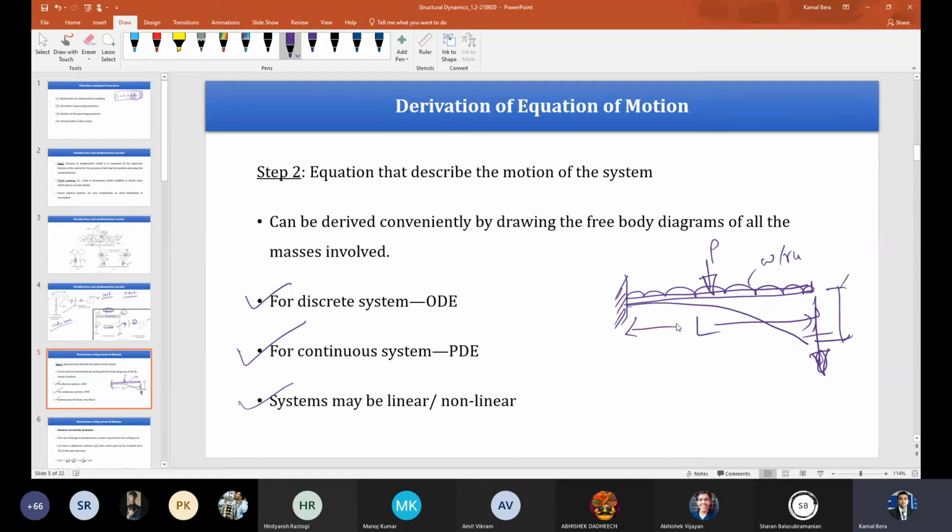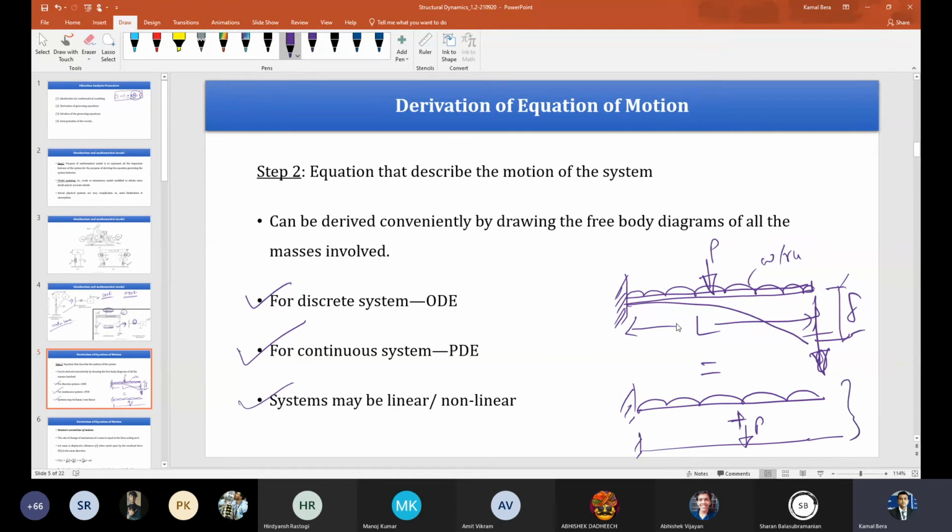So what you used to do? How to find out delta? Superposition. Virtual work method. Principle of superposition. In that, basically if I separate it out, I can treat this system like this: one system plus another system with only load P. Can I call it? Is it right?